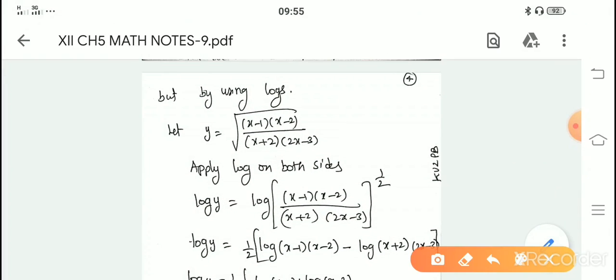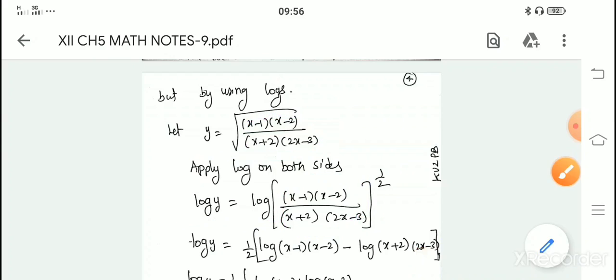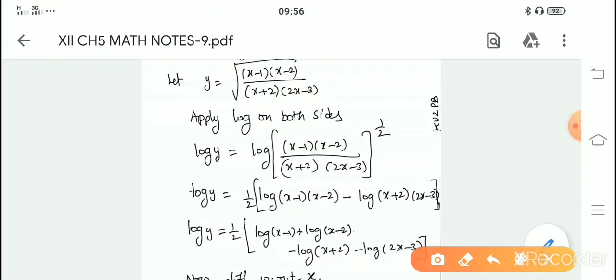The given question is y is equal to this. Root means whole power 1 by 2, root over something is there, no? So I wrote it as something power 1 by 2. But apply log on both sides simultaneously. Log y is equal to log of whole power 1 by 2. When whole power 1 by 2 is there, we get 1 by 2 before the log.